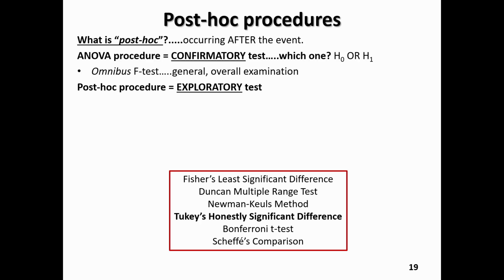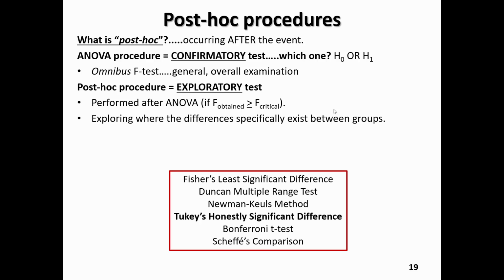Now, the post hoc procedure, comparably to the ANOVA procedure, is referred to as an exploratory test. So what we're doing here is we're going in to explore where those differences exist. And once again, this is performed after the ANOVA in the event that the obtained F statistic exceeds or is at least as large as the critical F value. And so we're going to explore where those differences exist between those groups.